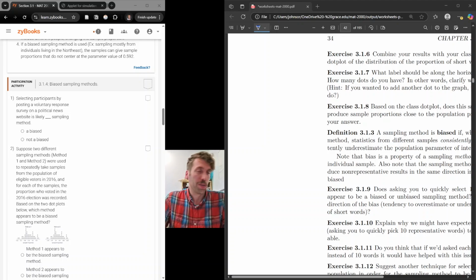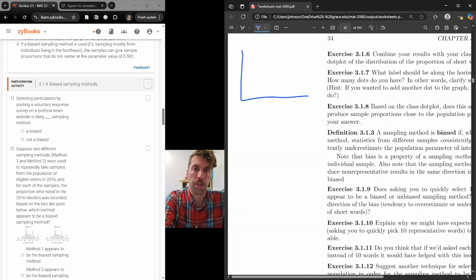Okay, we had some sort of glitch there, but here we are again. So combining the class into a dot plot would look something like this. I'm going to draw it really poorly because I'm drawing with my computer screen upright. But it'd be something like this: 0, 1, 2.